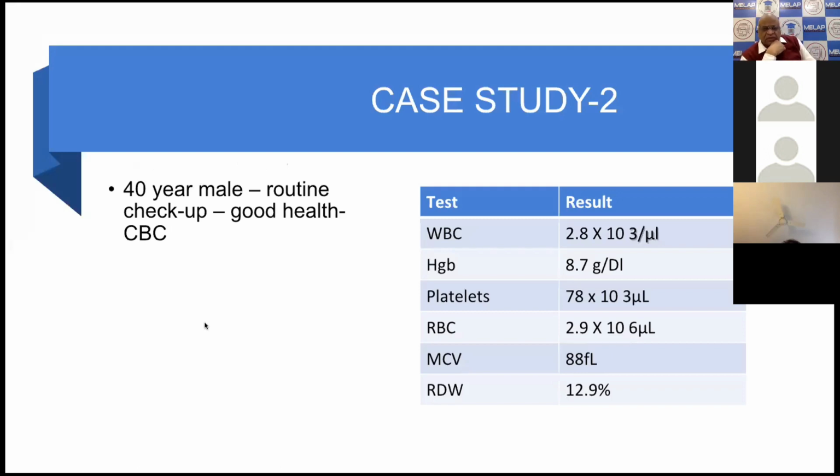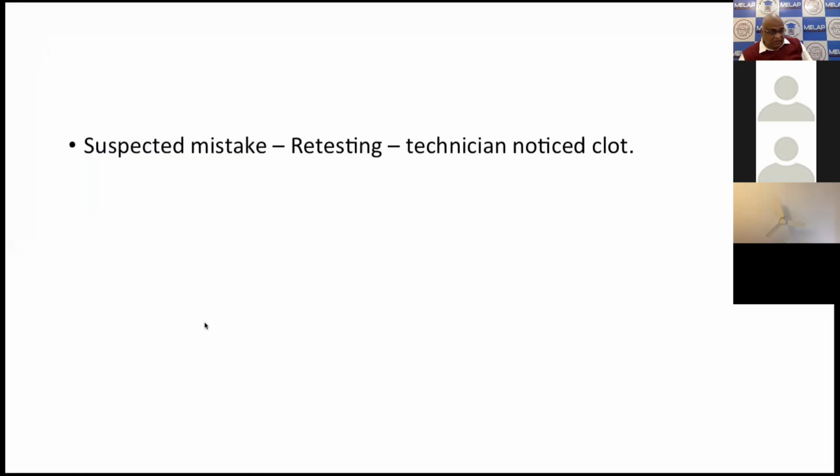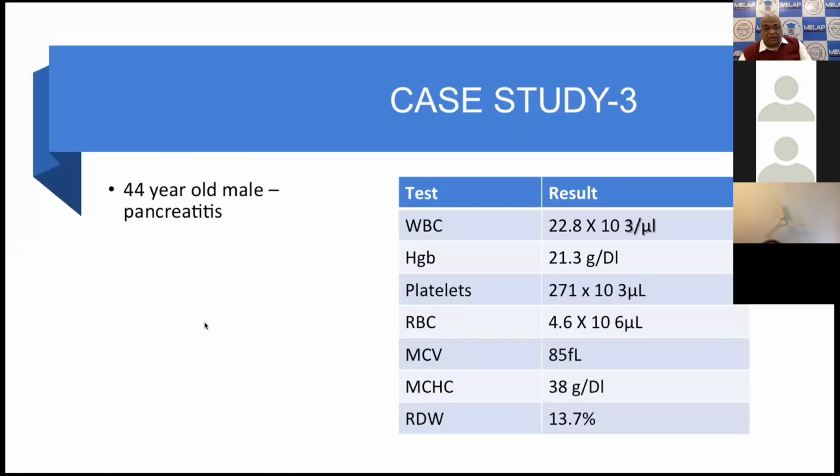Another patient came for a routine checkup with good health, but hemoglobin is low, TLC is low, platelets are also low. MCV is normal. They thought this is a case of pancytopenia. We should go for bone marrow. But a technician noted a clot. This clot was responsible. Maybe the tube was overfilled or they didn't mix the sample properly. So these things are also important when we are interpreting our hematology.